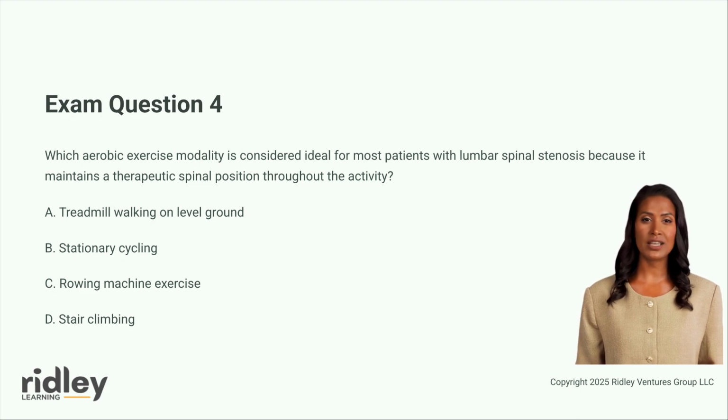Many patients who cannot walk even 1 city block due to neurogenic claudication can often tolerate 30 minutes or more of cycling without symptom provocation. This demonstrates how powerfully spinal posture influences symptom generation in stenosis and why exercise prescription must account for positioning, not just intensity or duration.